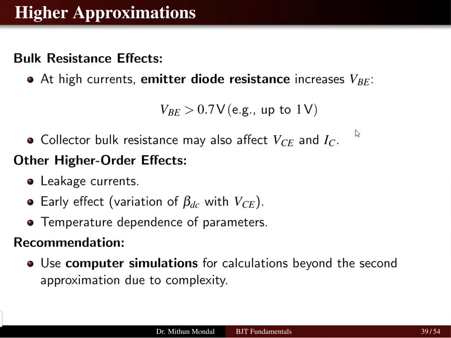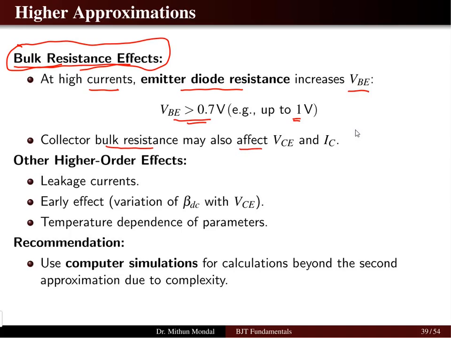If we go for the higher order approximation, we have to include the bulk resistance effect. This we have discussed in detail in the diode discussion, what bulk resistance is. So you have the resistance of the p-type and n-type material, and that resistance also gives a certain drop. When high current flows in the transistor, the emitter diode resistance increases the base emitter voltage. So the base emitter voltage is greater than 0.7 volt, and it can be up to 1 volt. Collector bulk resistance may also affect the collector emitter voltage and the collector current. So these bulk resistance effects are accounted for in the higher order approximation.